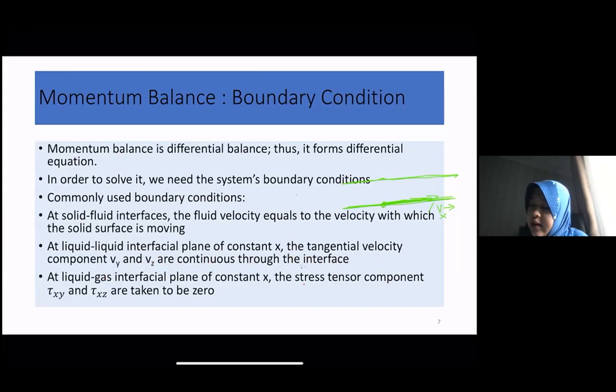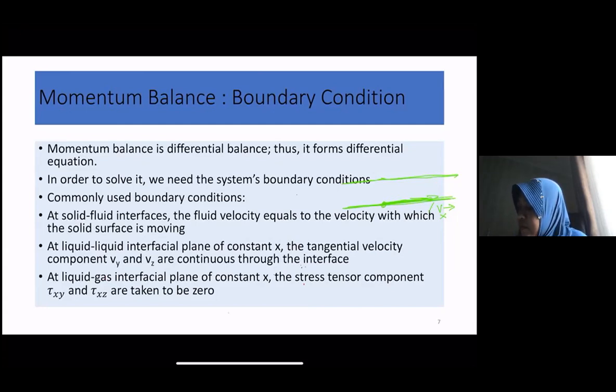And this one is also very important: at the liquid-gas interfacial plane, tau y and tau z would be taken to be 0. For example, between the liquid and gas, you have water and just atmospheric pressure. Maybe I can write it here.